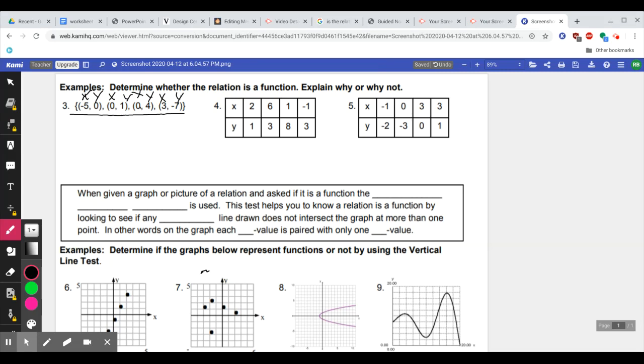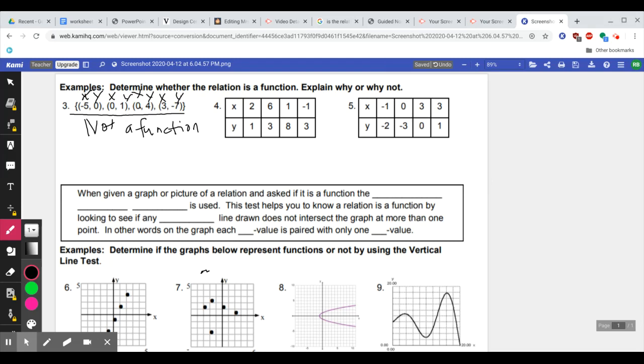So you can see that on the second ordered pair and the third ordered pair, it has the same input, the same x value. But you can see that their y values are different. Well, that means this is not a function, because it has the same input, but it has two different outputs.